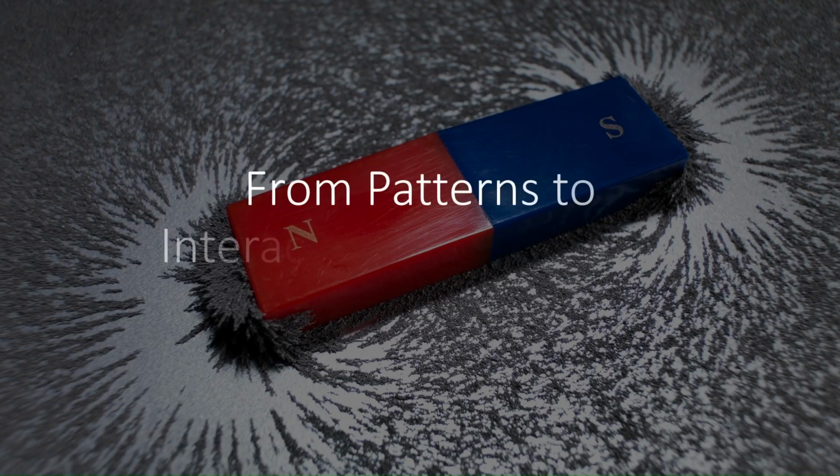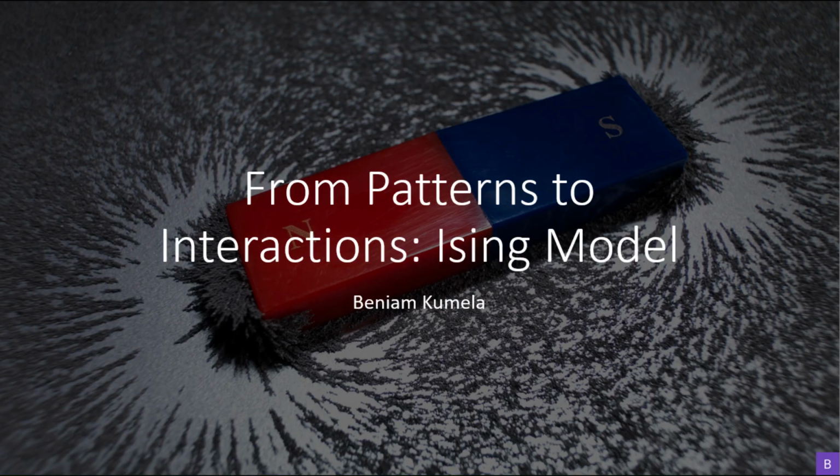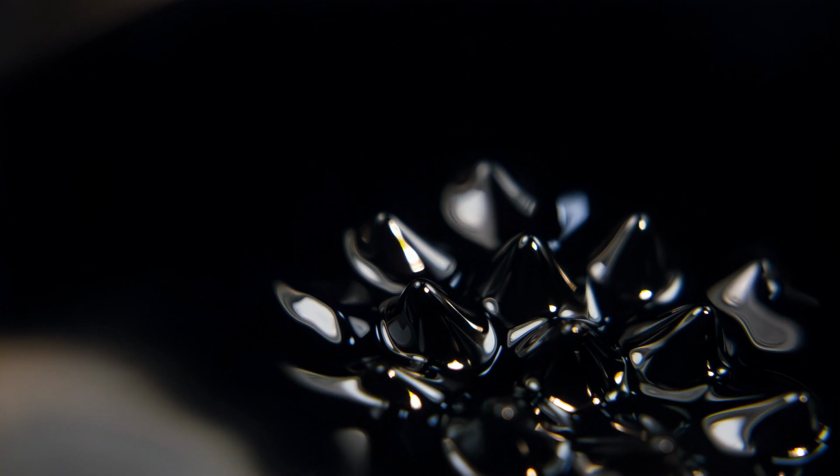Hello, this is the first video in a two-part series titled From Patterns to Interactions. In this series, we'll explore the math and science behind animating physical systems. This video is about the Ising model. The Ising model is a simplified mathematical model of ferromagnetism.